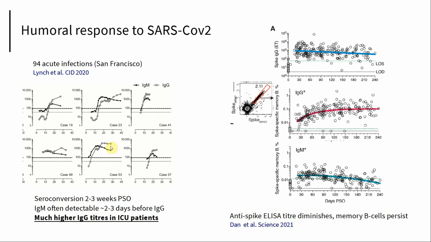So if you look a little bit longer, you've got these IgG memory B cells. They stay at a high level for the first 6 months. IgM specific B cells start going down, and you can't detect them after 6 months anymore.